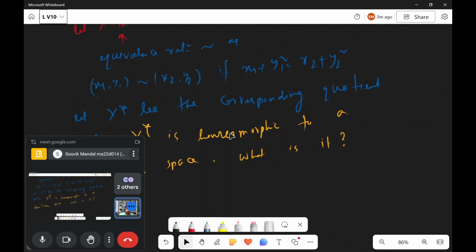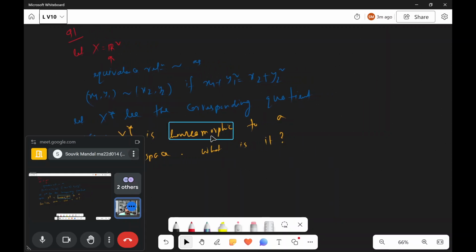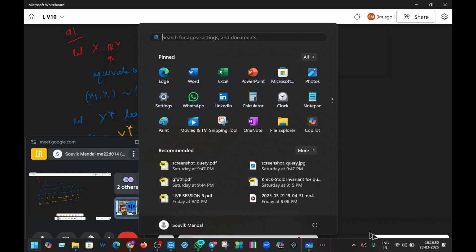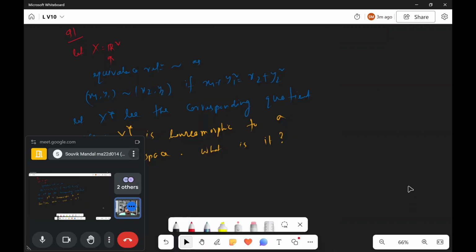So, what is the question? Suppose X equals R2 and there is an equivalence relation: (x1, y1) is related to (x2, y2) if this relation holds. X star is the corresponding quotient space, and we have to find which familiar space X star is homeomorphic to. Please think about it and let me know your answer.